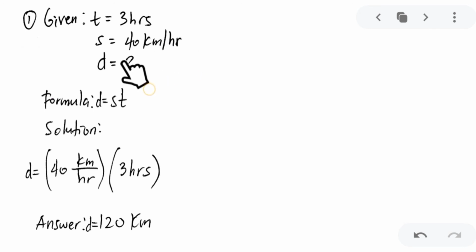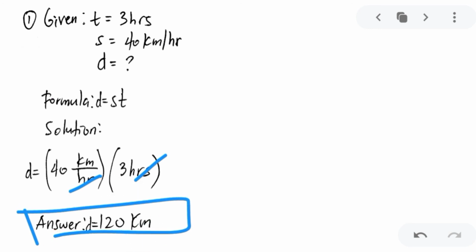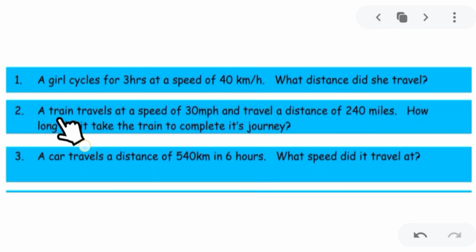We are looking for the distance. The formula is distance equals speed multiplied by time. Substitution: speed is 40 kilometers per hour, time is 3 hours. So we have to cancel the hour unit, and then we will be left with kilometers. 40 times 3, that is 120 kilometers for the distance. This is the answer.